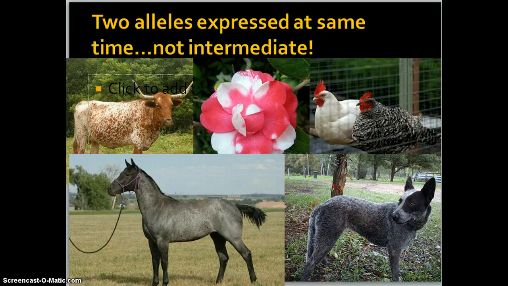Okay, here's other examples of expressing two alleles at the same time. Note that there isn't an intermediate here. They're expressing two dominant alleles at the same time.